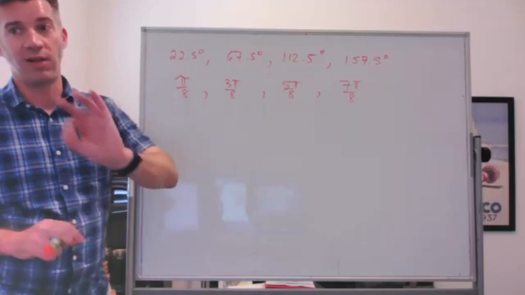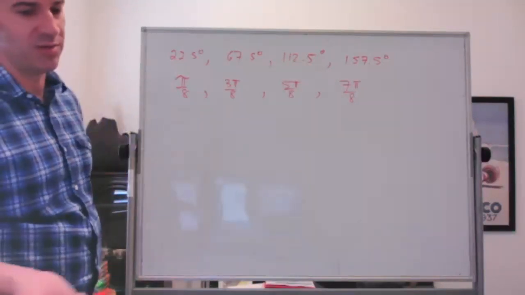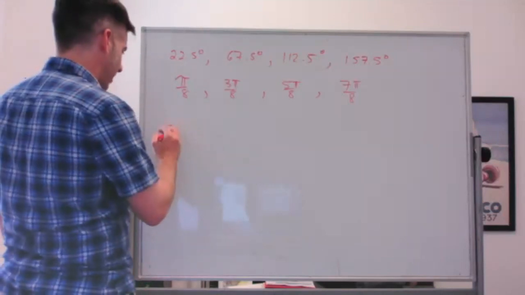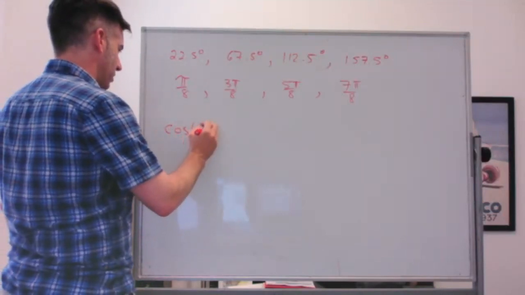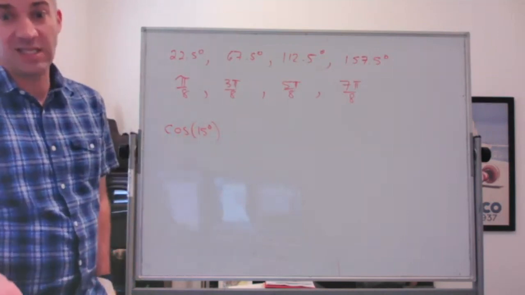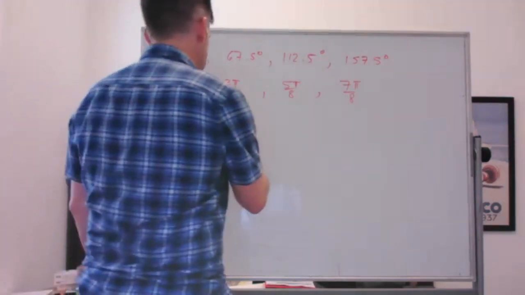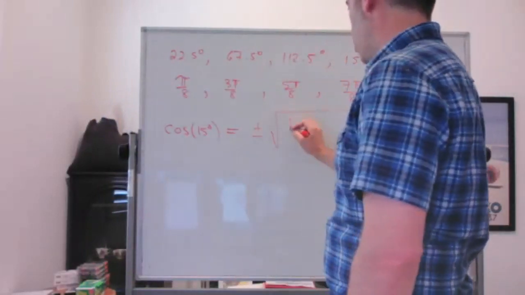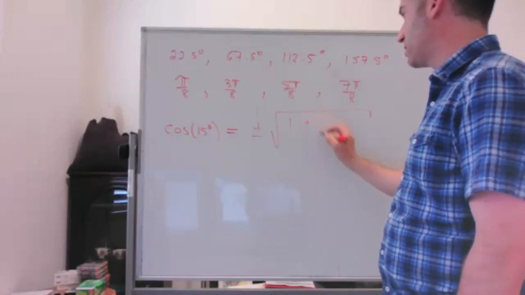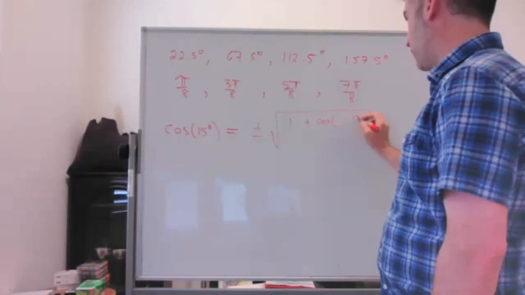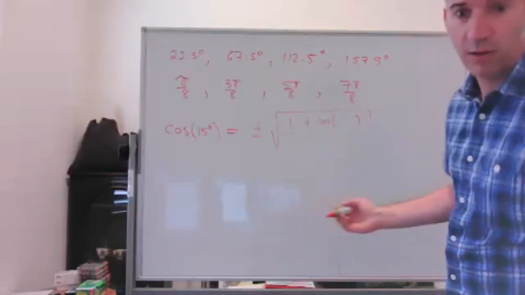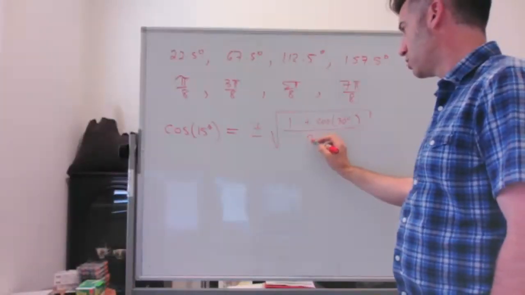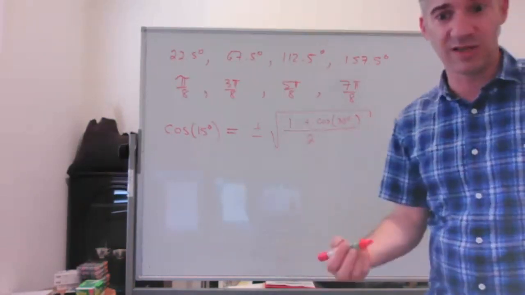I will point out one other example, but I'll tell you how it's terrible. You could use the half-angle formula if you wanted to find cosine of 15 degrees, because 15 degrees is half of 30 degrees. So you could say that's plus or minus the square root of 1 plus cosine of 2 times 15 degrees, which is 30 degrees, over 2. And then cosine of 30 degrees is the square root of 3 over 2.